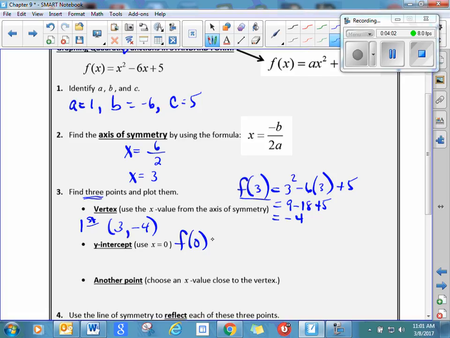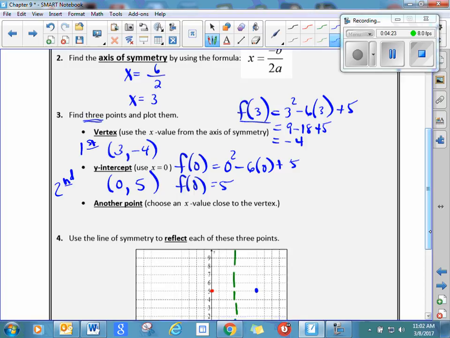So again, we're just going to plug it back in. This one goes pretty quick. 0 squared minus 6 times 0 plus 5. So we know that f of 0 is 5. So there's our second point. We said x was 0, and we calculated that y would then be 5.